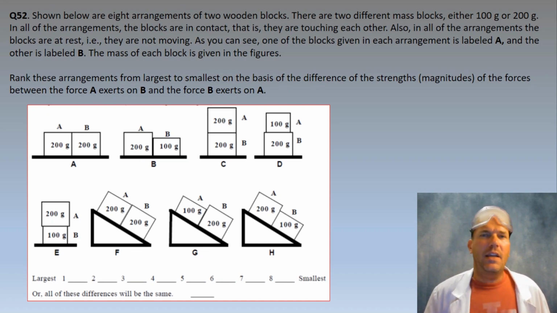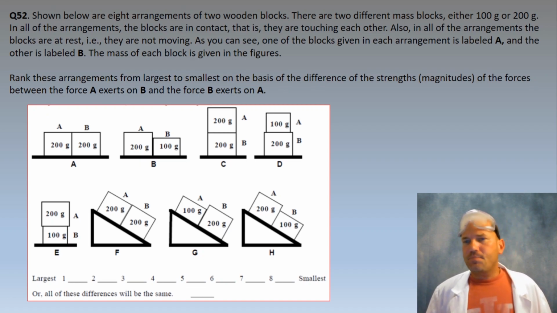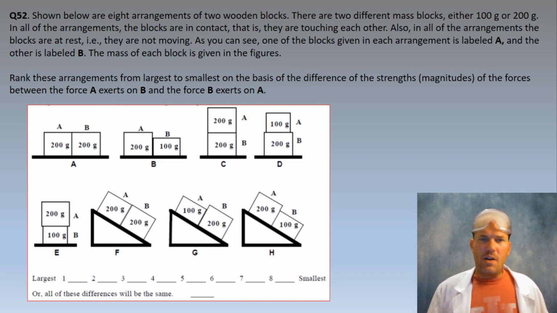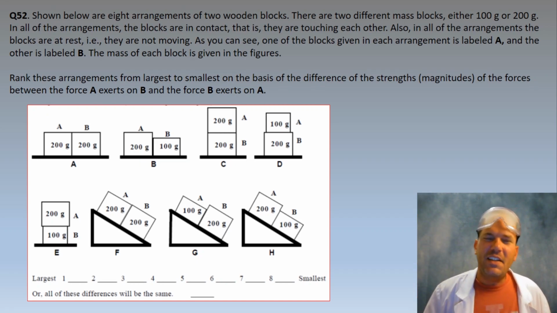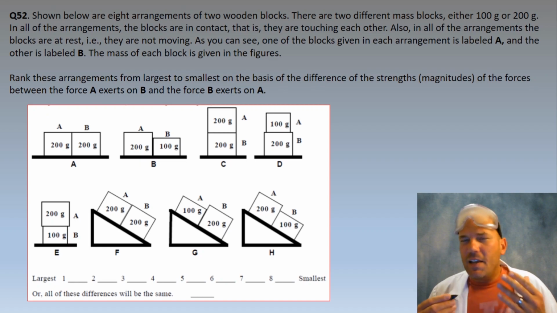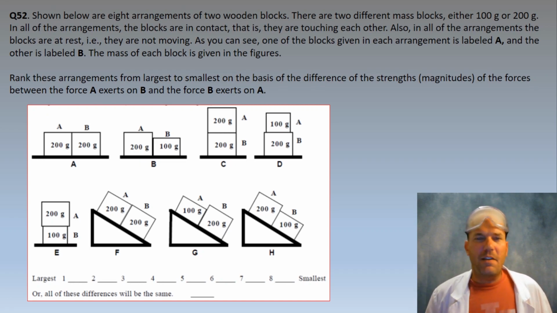In question 52, we have a scenario, a series A through H, various arrangements of wooden blocks. And this is an assessment for Newton's third law, action-reaction pairs. We're given the mass, and we see there's a number of arrangements. We're told they're not moving, but they're on inclines, they're stacked, they're touching each other horizontally, they're stacked on top of one another vertically. So ostensibly, this looks like a very challenging problem.